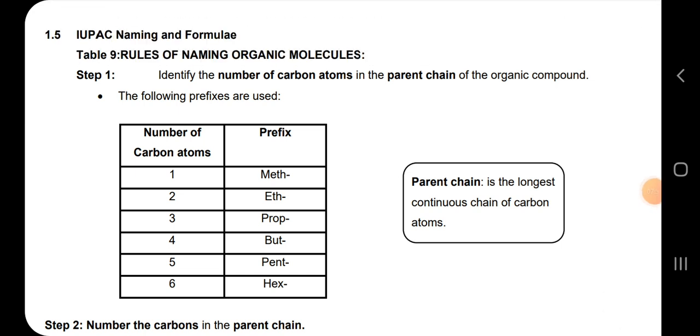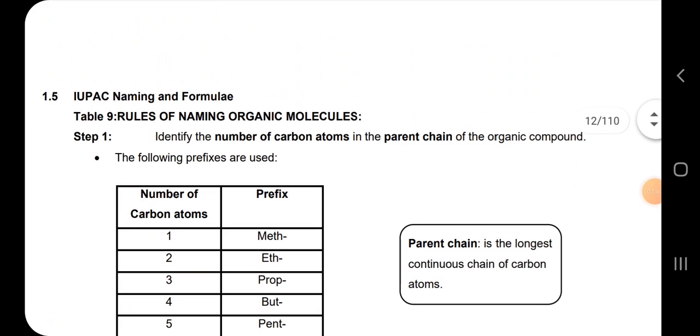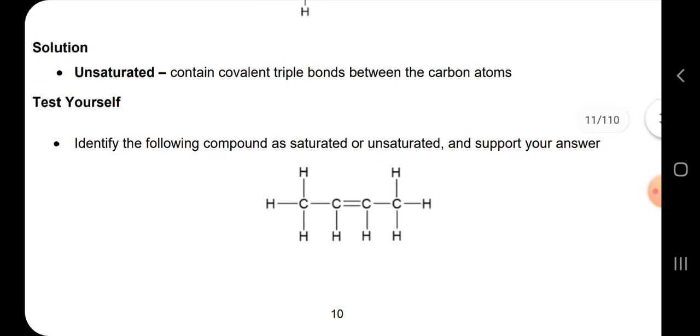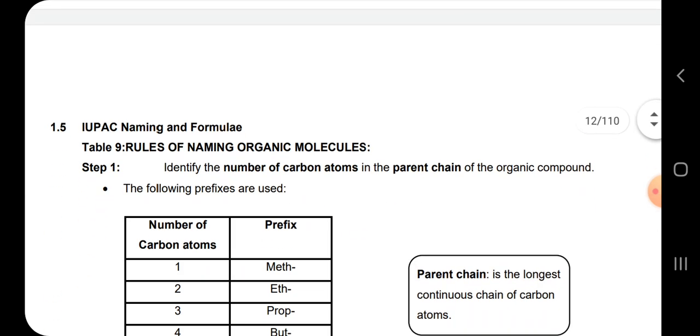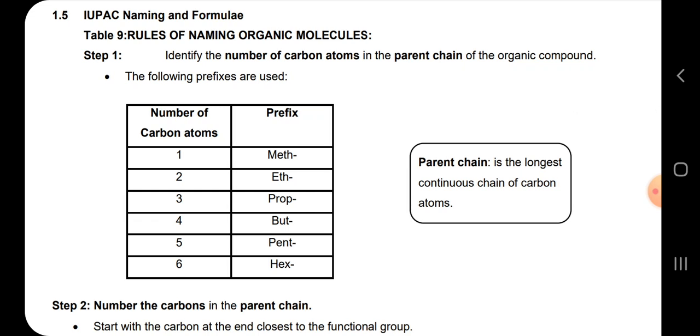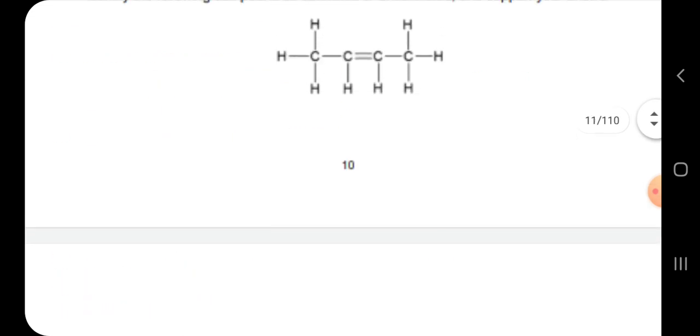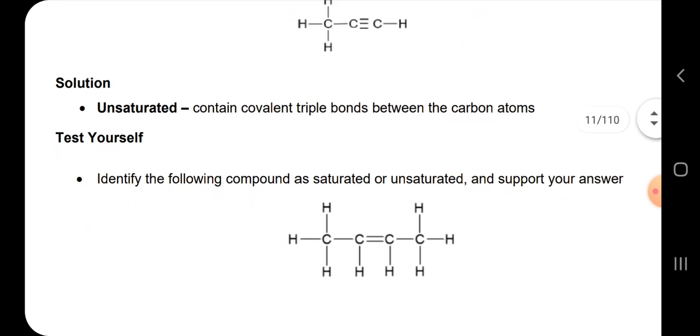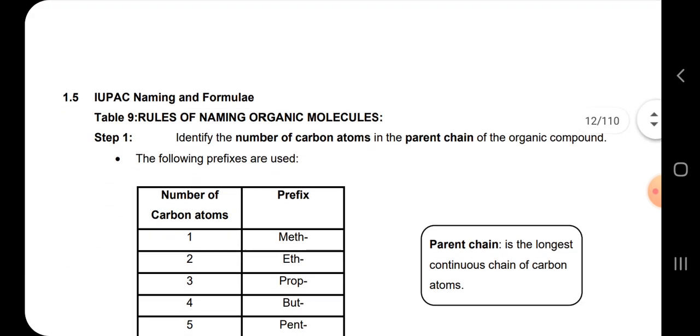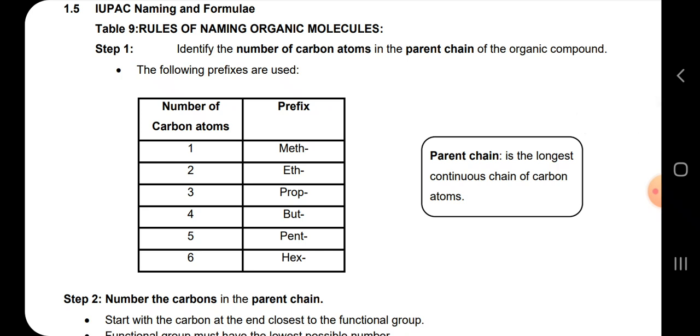So you have to know how many carbons there are. Let's take this one for instance. There are 1, 2, 3, 4 carbons. So the name will start with but, and then what you have to know is what this homologous series ends with. I think it's alkene, so it ends with ene. So that will be butene.